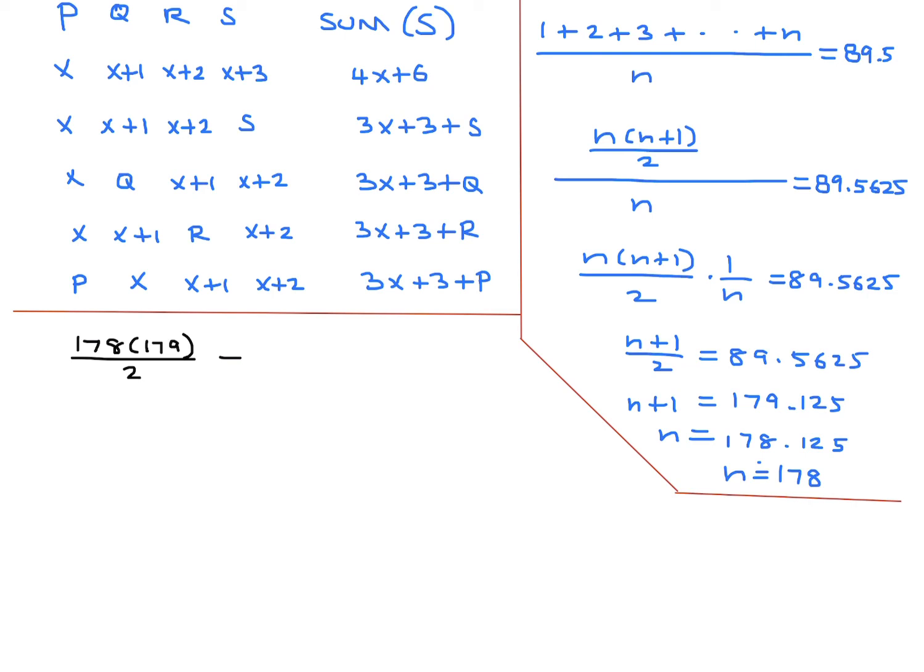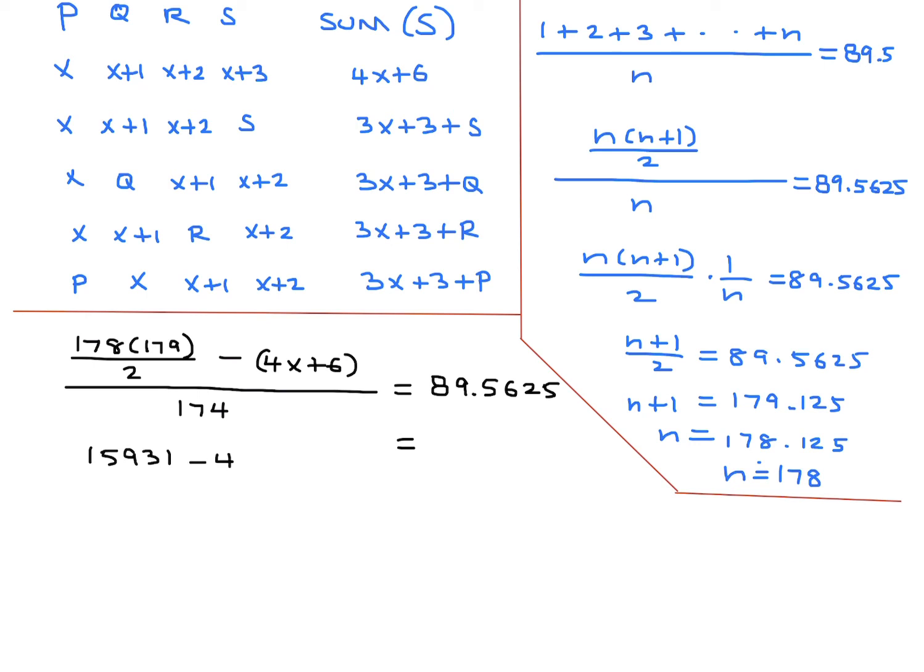So first, let's do it for this scenario here. I've got to subtract 4x plus 6. And then I have to divide this time, not by n, but by n minus 4, because remember, I removed 4 numbers. So n is 178, so I have to divide by 174. And that, they told me, is 89.5625. Okay, so let's do this math. This is 15931 minus 4x minus 6, and that gives me 15583.875.